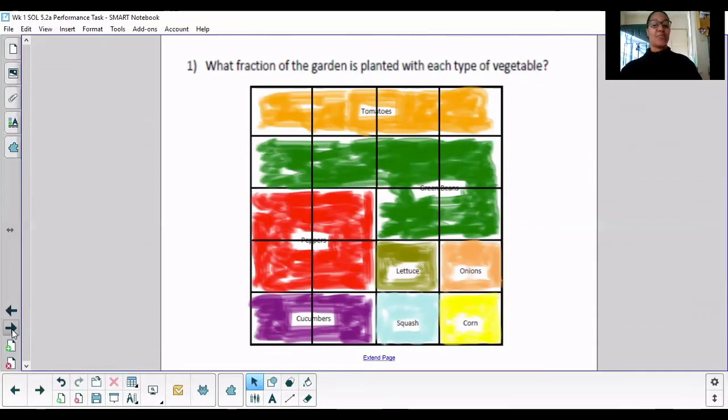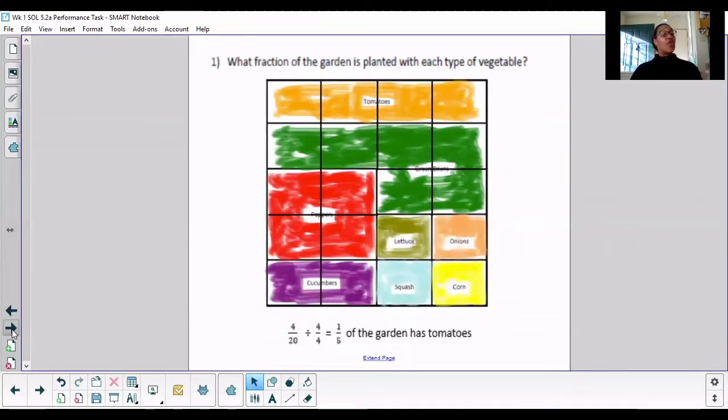All right, so what'd you notice? You said we started at the top. So you said how much of the garden has tomatoes? You said 4 squares, and there are 20 squares in all. So you said the fraction was 4/20. Good job. Now some people simplified, so 1/5 of the garden is tomatoes. All right, let's keep going.